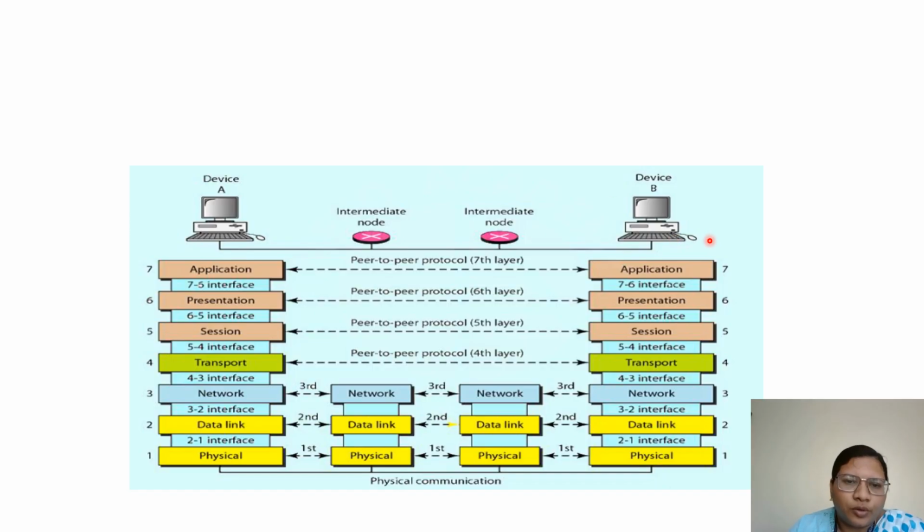Again, you need to note that there is an intermediate node. Only these 3 layers will be visible to the intermediate node. The transport, session, presentation, and application layers should be very secure, so these messages cannot be seen by an intermediate person. Whatever messages we are sending, these 4 layers are not visible. Only these 3 layers will be visible.